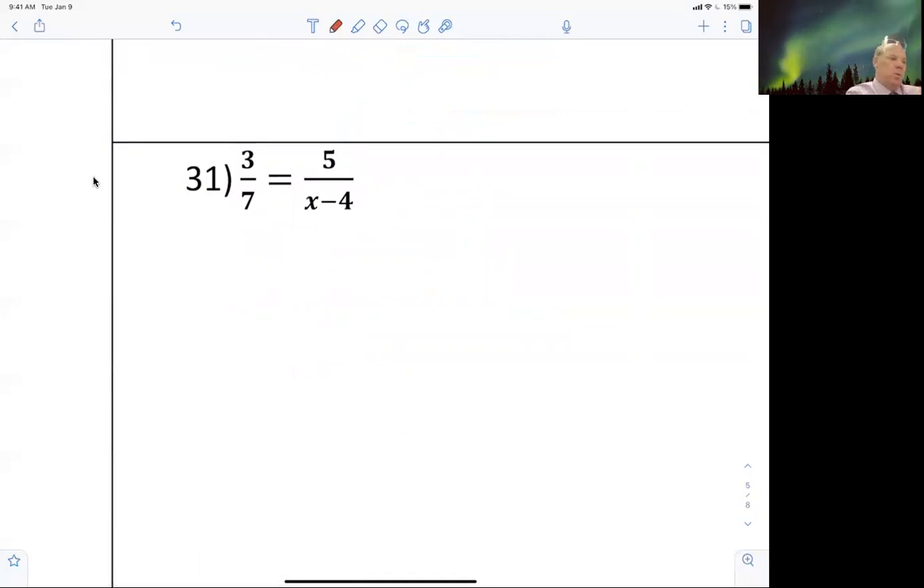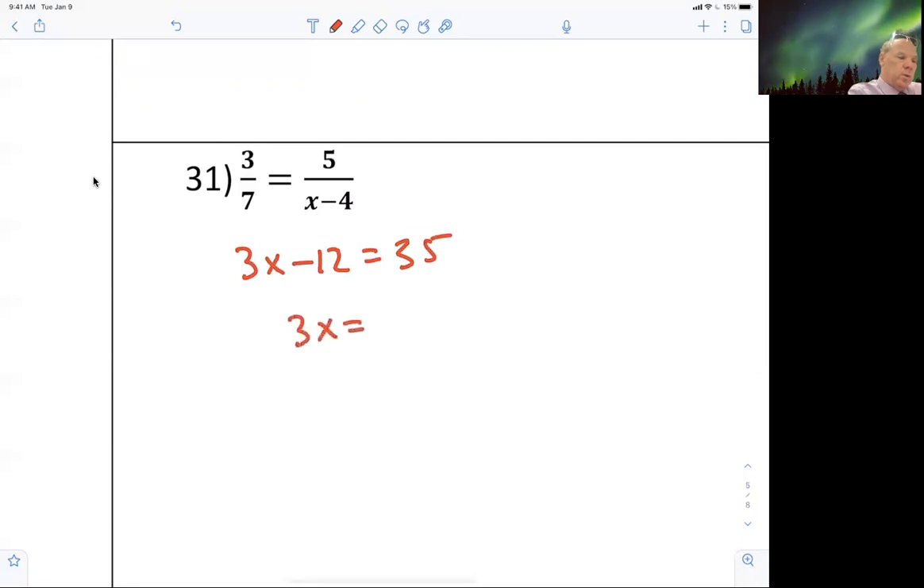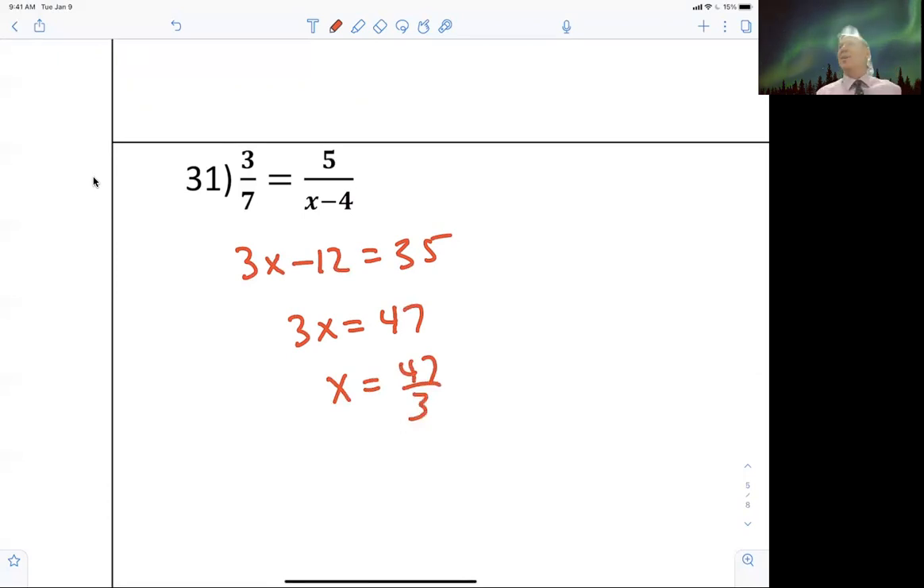Misha, go. So you do 3x minus 12 equals 35. Good job, girl. And then you add 12. Good. Then you get 3x equals 47. Amazing. And then it's x equals 47 over 3. Wow, how good am I? I'm so proud of myself.